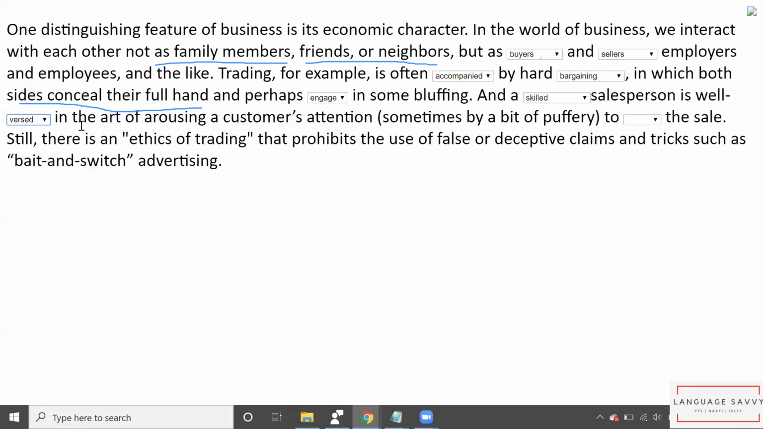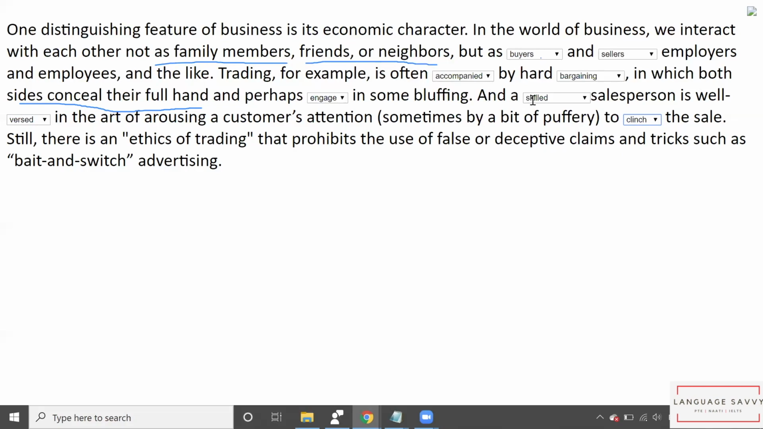So, well versed in the art of arousing a customer's attention to dash the sale. One more collocation. Now, we are talking about a sale, and we cannot lose a sale, we cannot win a sale, and we cannot motive a sale. So we are left with clinch, which is anyway a collocation as well. To clinch the sale, it's a collocation.